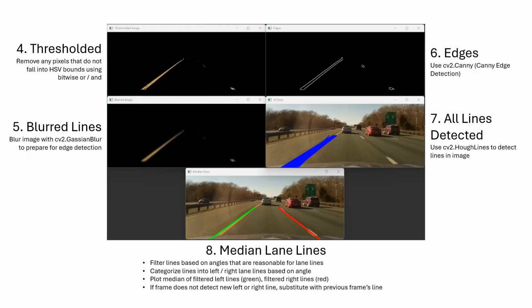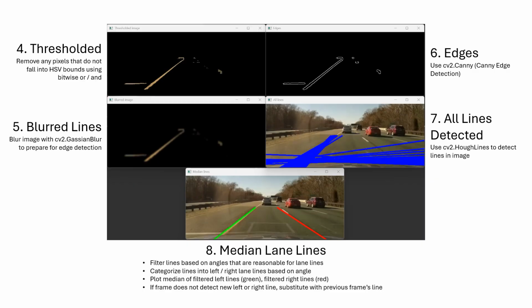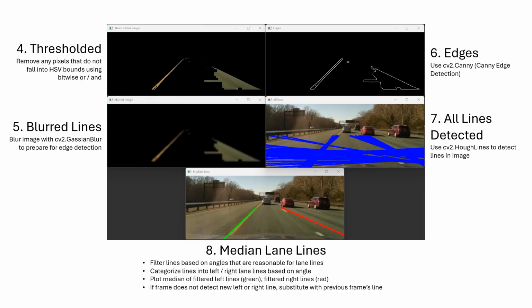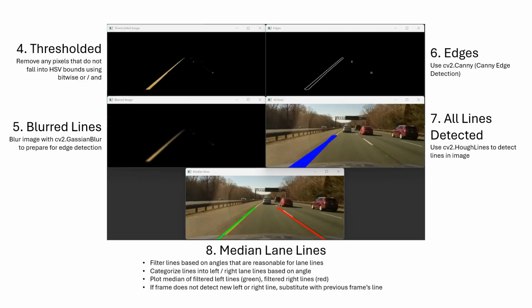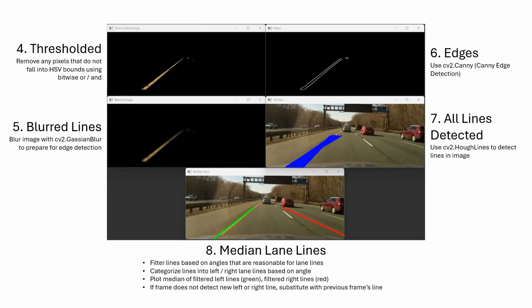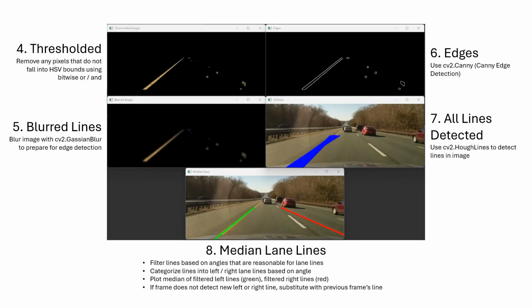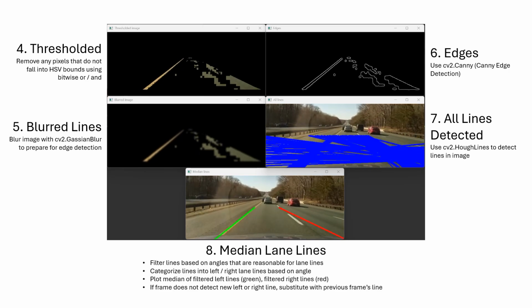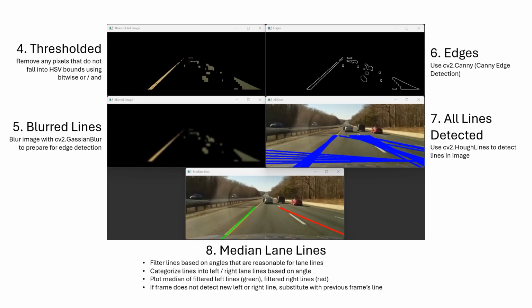Then cv2 HoughLines is used to identify the straight lines in the edge detected image. After the straight lines are detected, the lines are filtered based on what angles are reasonable for lane lines. These lines are categorized into either a left or right lane bucket based on their angle.